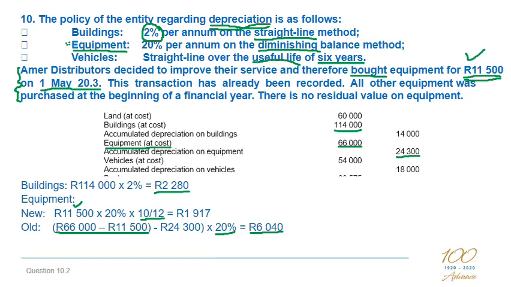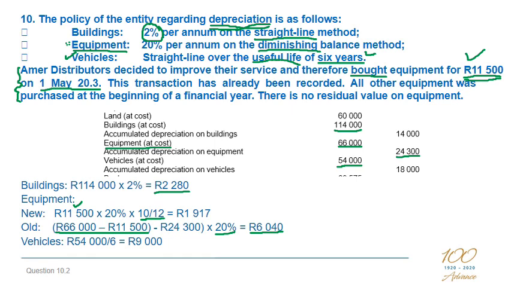Last one, for vehicles. I need to calculate it using the straight line method. So straight line is cost minus residual. So the cost for the vehicles, 54,000. They don't mention a residual, so it's minus nothing. But now I can divide it by 6 because of the 6 years useful life. I had the vehicles for the whole year because they don't mention a purchase during the year. So it's times 1 or 12 over 12.